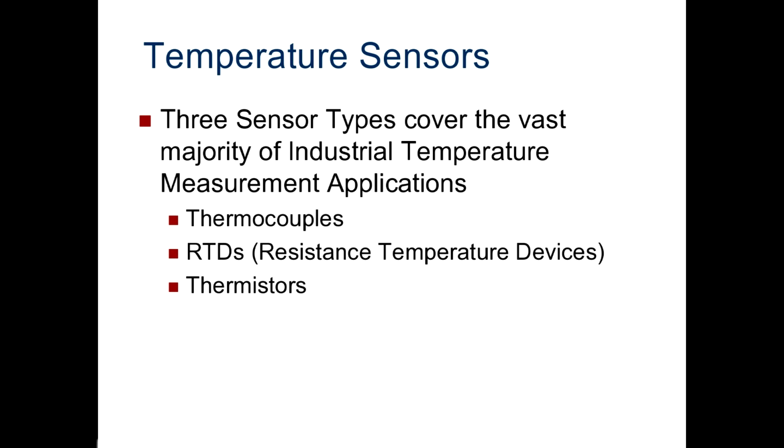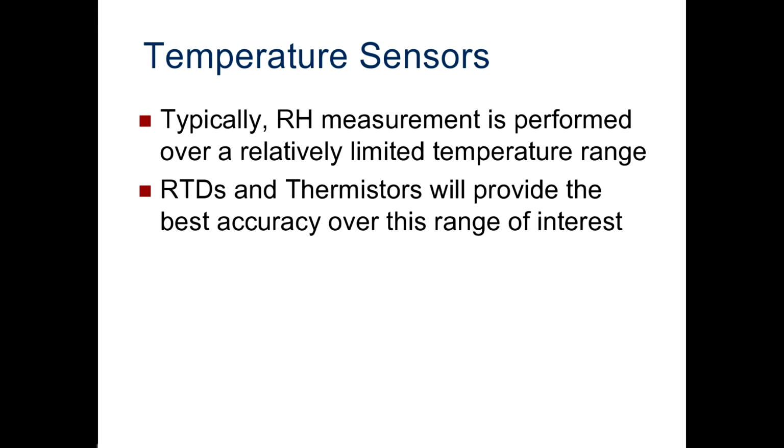And they are thermocouples, which are great for wide range from cryogenic to very hot. RTDs, or resistance temperature devices, which can also cover a very wide range very accurately. And thermistors, which although have a fairly narrow range, are quite accurate over that range.